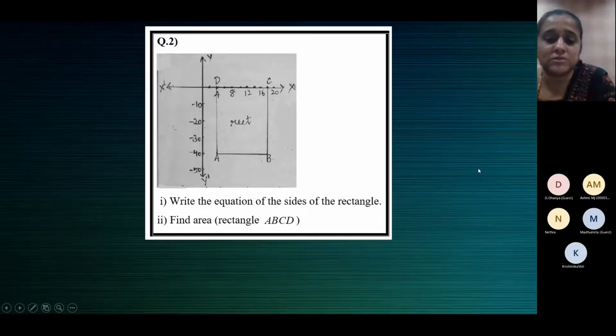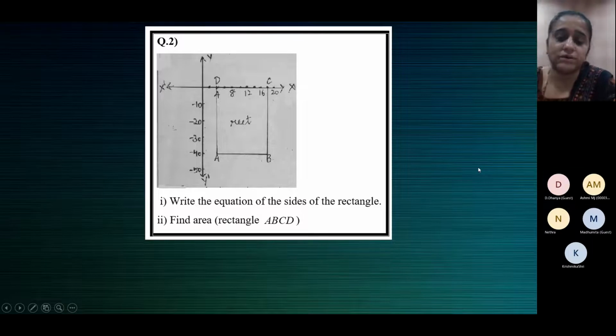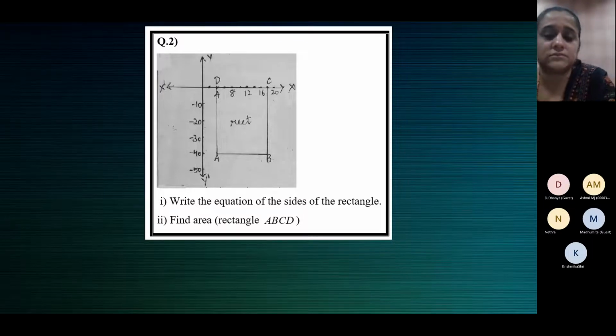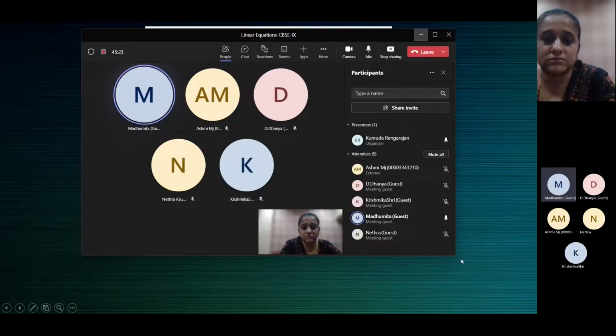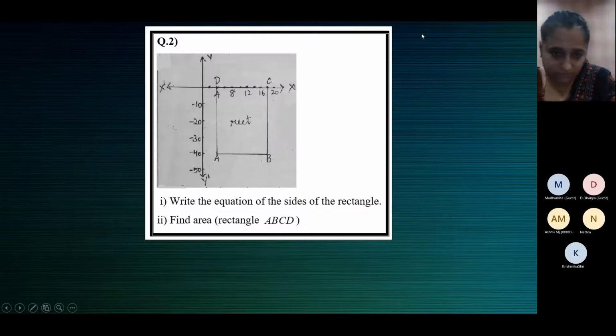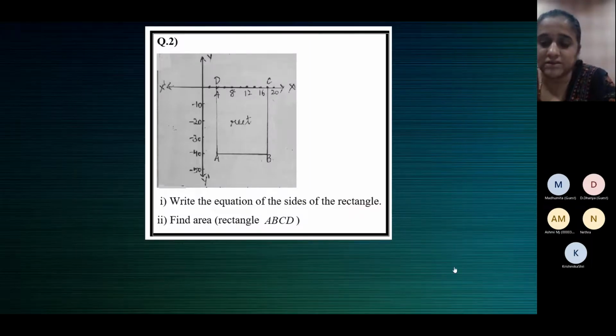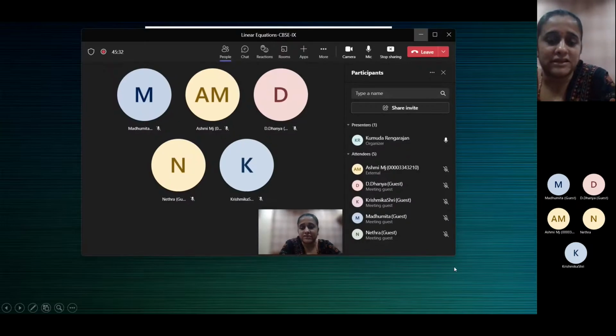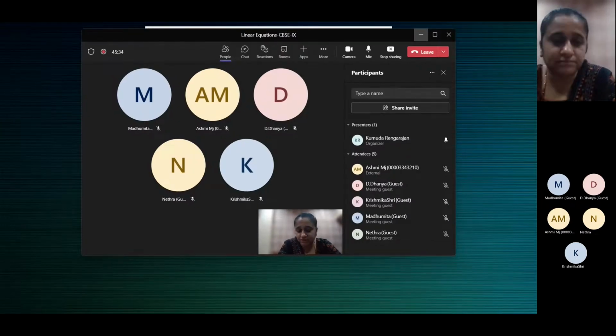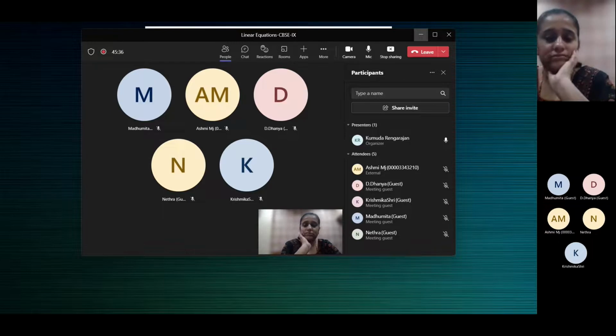All right. So, Madhumita, what is the equation of the side AB? Ma'am, I'm not very sure with this concept. Okay. What about Dhanya? Anybody? Dhanya, Srijana, Netra, Krishmika. Shall I help you? Yes, ma'am. All right, children.